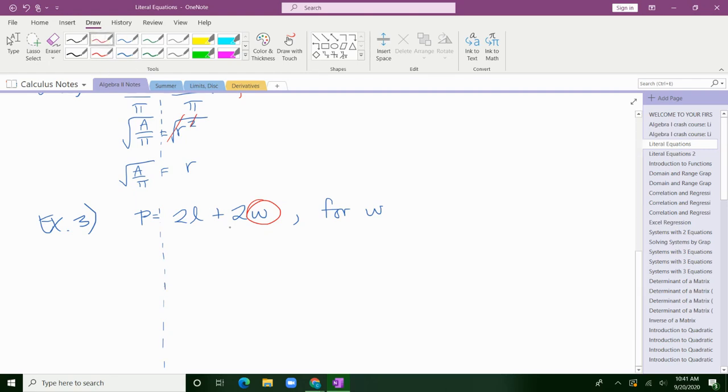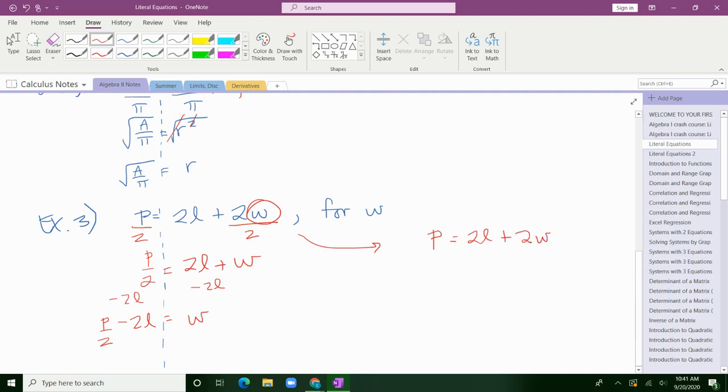One thing that people do is they think, all right, so I have this 2 in front of the w, so I'm going to divide by 2 on each side. And then they go on their merry way, and they subtract 2l, and they think that they're done. But let me write down this wrong answer so you can see what the right answer would be. So that's wrong. Let's go back here. P equals 2L plus 2W. The problem was they didn't divide the whole side by 2. And you need to divide the whole side by 2.